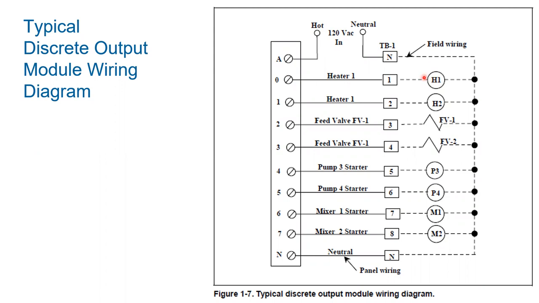All right. So basically, I can control and turn on each individual output individually in the program, and basically switch 120 volt AC to each device that's wired to the output.